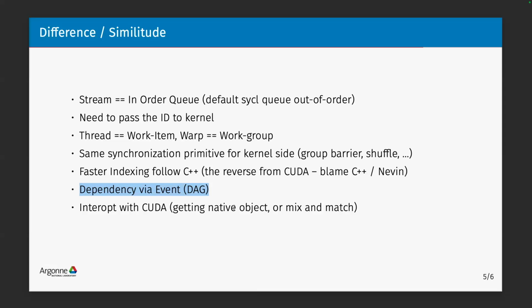And last but not least, you have a nice interop with a native backend. In our case with CUDA, it's pretty easy to get a native object. From the queue, you say, okay, give me the stream. Or you can use a CUDA malloc pointer inside your kernel and it will work. All of these kinds of things. So it's pretty easy to mix and match. You can really port your CUDA code to SYCL code running on an NVIDIA machine step by step. So it's pretty easy. I like it.